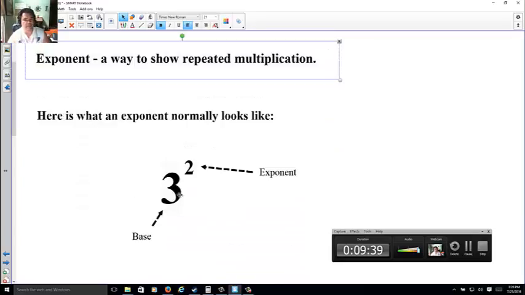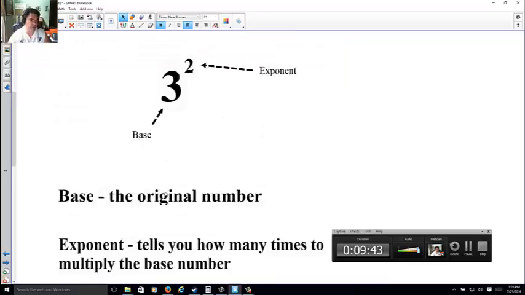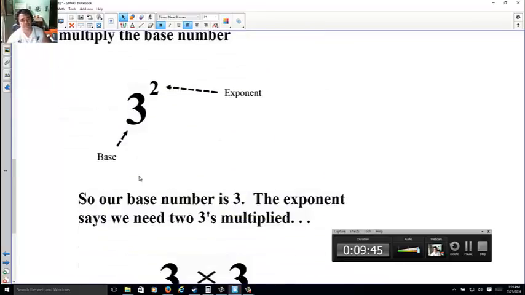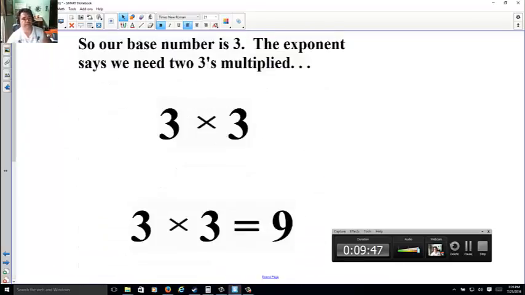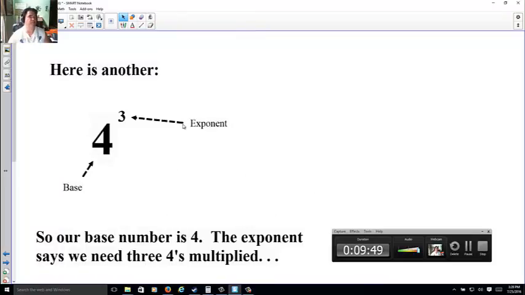I want to show you again. You have base and exponent. So 3 squared means 3 times 3. It means 2 3s. Base, exponent. All right. So 2 3s multiplied. Okay, 4 to the third power would be 3 4s.